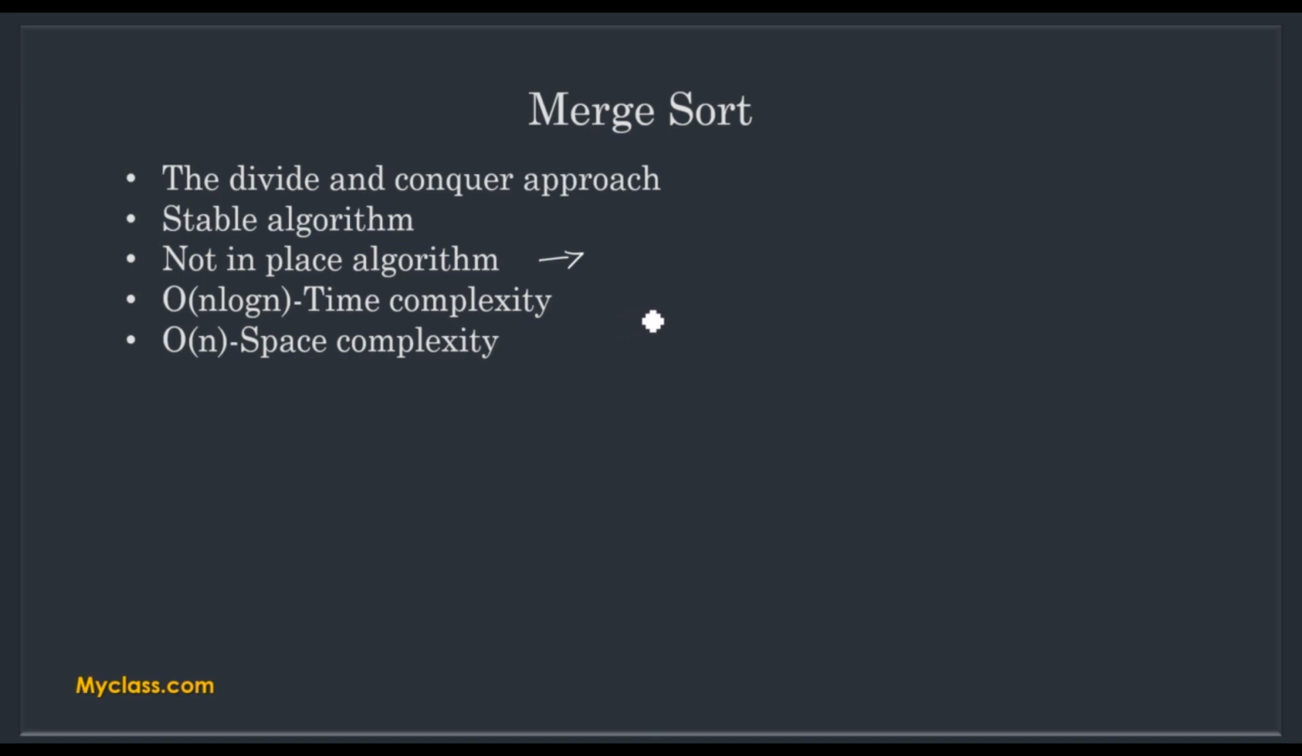Then the time complexity of merge sort is order of n log n. The best, worst, and also average time complexities are order of n log n. We know that merge sort is a not in-place algorithm. It requires memory related to the number of elements in the list. Because of that, the space complexity of merge sort is order of n.